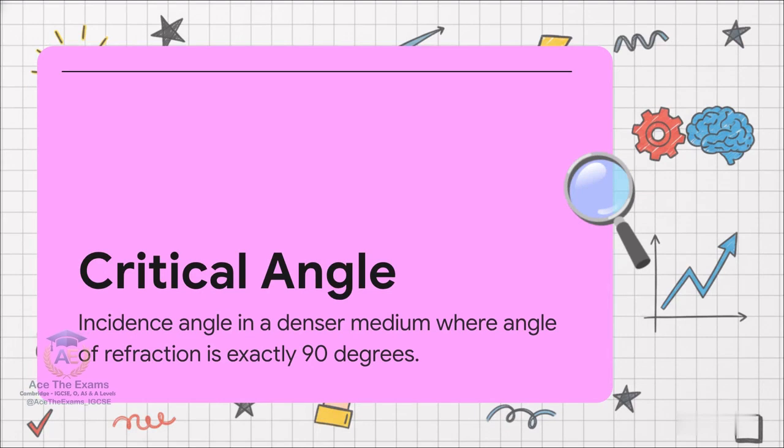To execute this heist flawlessly, we first need to quickly secure our theoretical architecture, and this requires surgical precision with your definitions. Let's look at the critical angle. It is specifically the angle of incidence in a denser medium for which the angle of refraction is exactly 90 degrees. Missing that phrase, in a denser medium, or forgetting exactly 90 degrees means you're instantly dropping the mark. Examiners are looking for precise causal relationships, not just vague guesses.